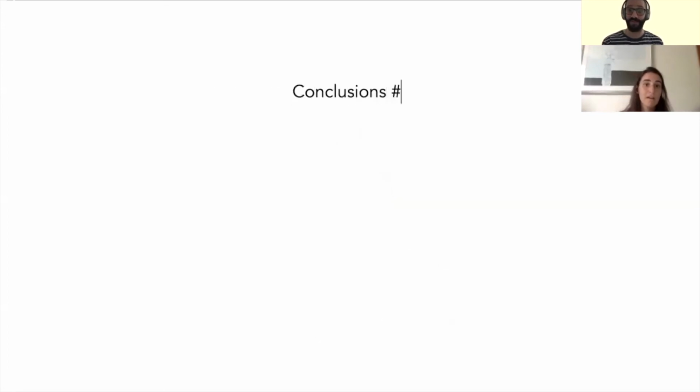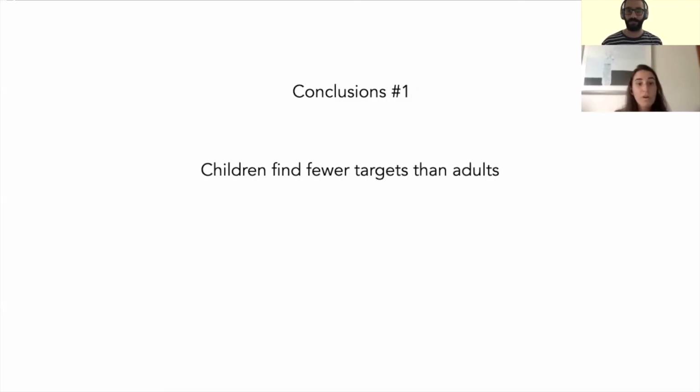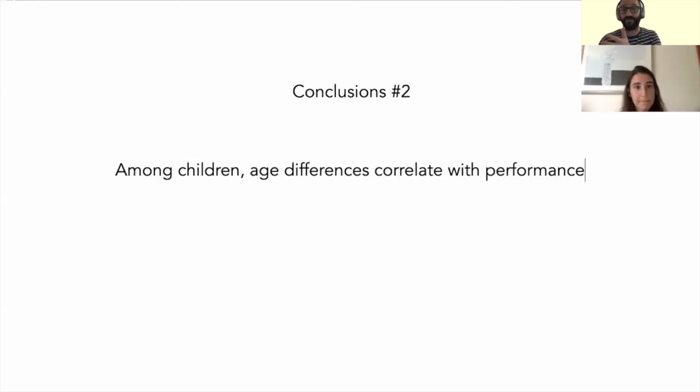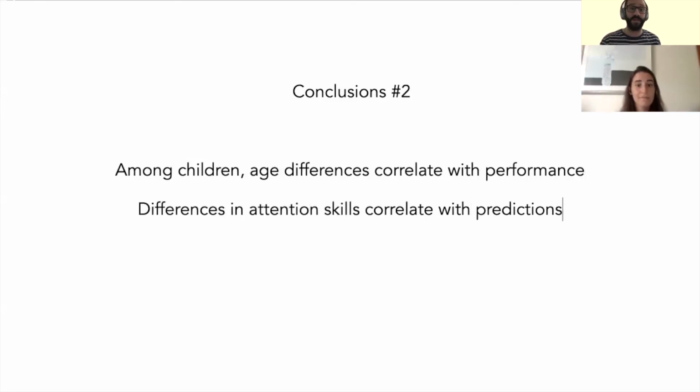So Sage, why don't you start with conclusions? The first set of conclusions: one thing to point out is that kids were worse than adults at this task, so they found fewer targets overall. They were also more affected by spatial competition, so the distractors showed a stronger slope in kids than in adults, but they were quite comparable with the adults when it comes to using these predictions. And when we looked at the group of children, we noticed that age correlated with performance, and differences in attention skills correlated with predictions.